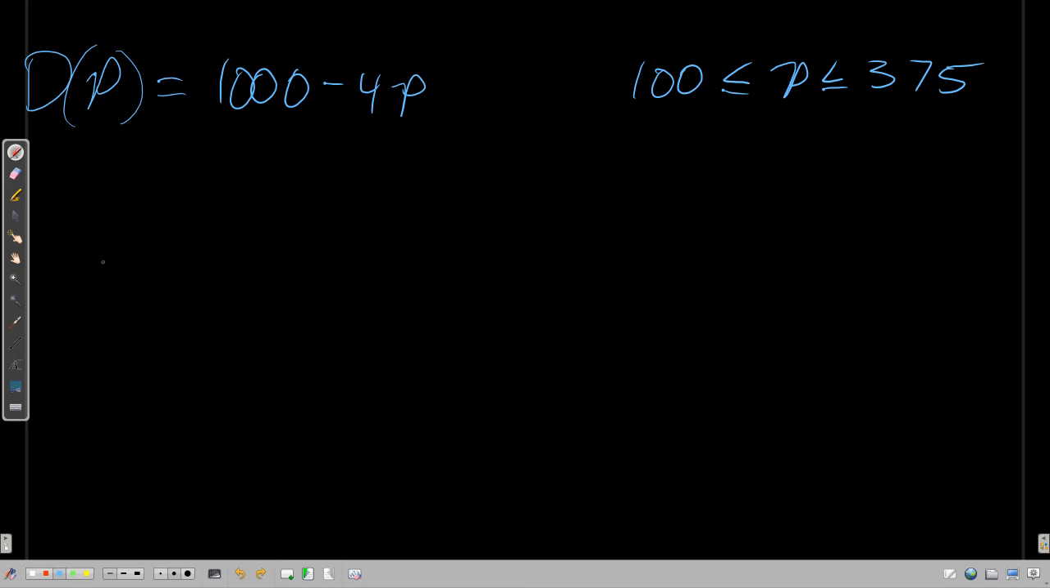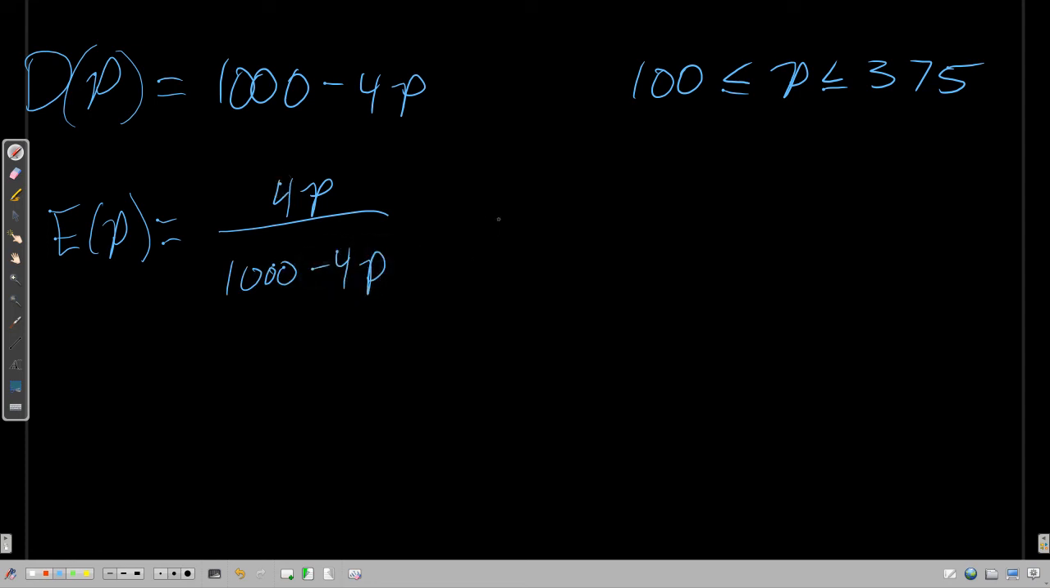And so we should find E of P straight away. This would just be 4p over 1000 minus 4p. And then I like to cancel those factors of 4. So that way we can just say P over 250 minus P.